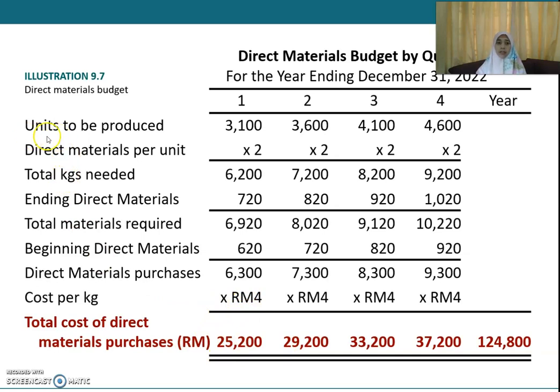So again, remember you start off with your units to be produced. That is the production; you get all these figures from the production budget, and then multiply by the required consumption per unit. Then you will arrive at the total kilograms, or total amount of material, that you need, and then adjust for the closing and the beginning inventory. Then you will arrive at how much direct material is required, and then multiply by the cost per unit or cost per kg. In this case, you will arrive at the total cost of your material. So basically, that's how you prepare your direct materials budget.